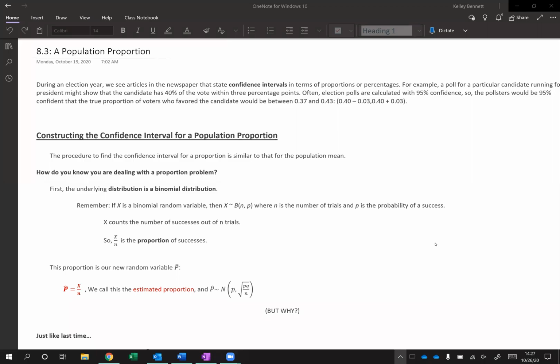Hey everyone, welcome to the lecture for 8.3. So we're going to be doing confidence intervals for population proportions.